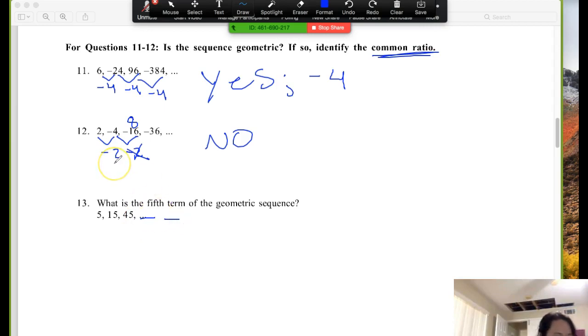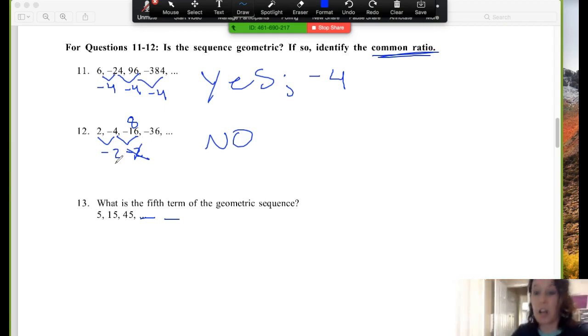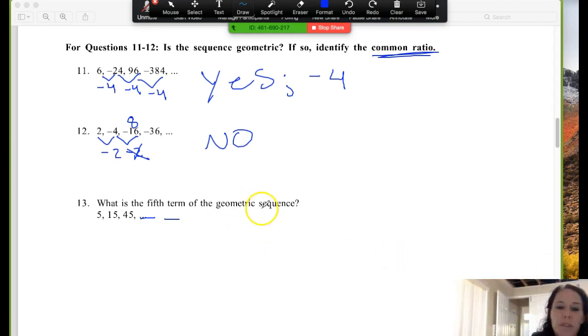Now I can do a formula here, or I could just count this one out because it only asked me the fifth term instead of the 110th term, which I would want to do a formula for sure. But the fifth term, since it's a geometric sequence, I go 15 divided by 5, and I'm going to get 3.